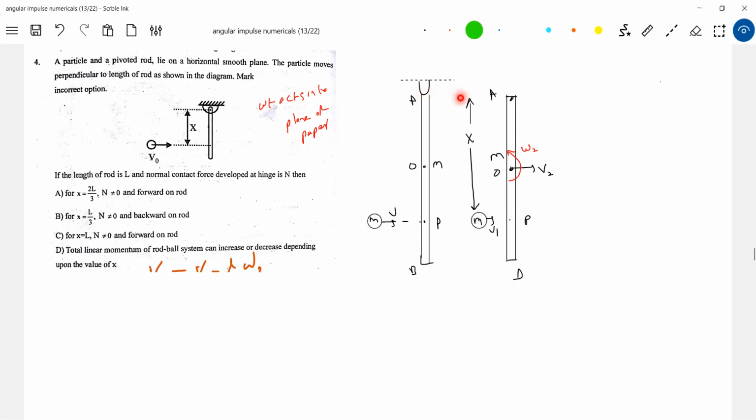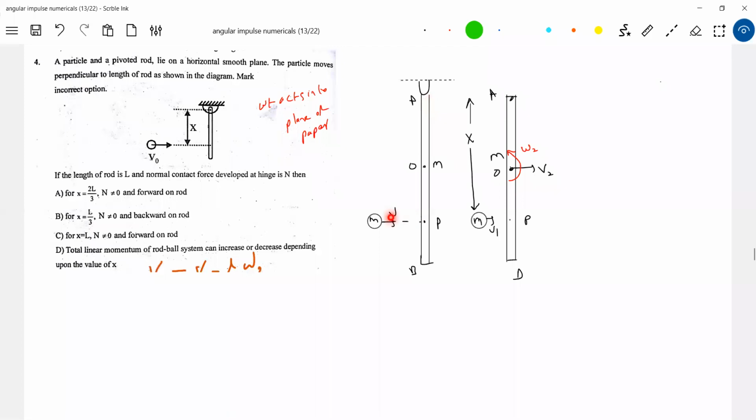Then you have to ask questions. Point A is fixed, and you are saying it will move towards right, towards left. Is it hinged or not? It is hinged. So where's the question of point A moving? See, it is hinged, I agree. But what is happening due to the velocity? See, the rod is hinged here.